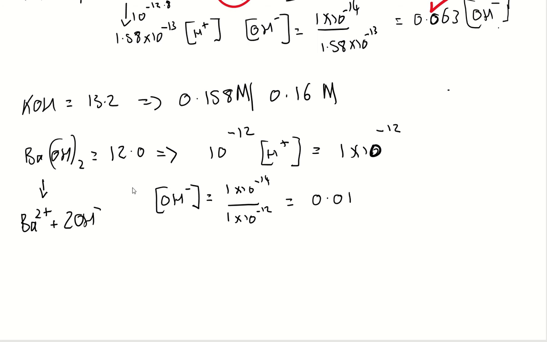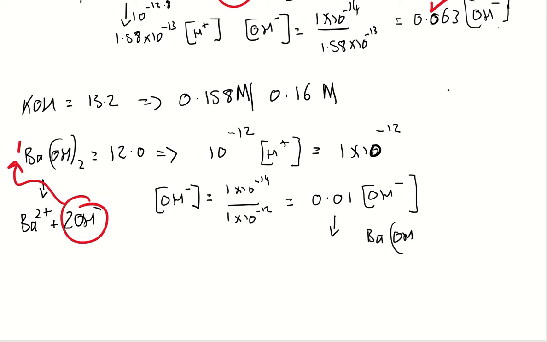Okay, so I remember that that is the concentration of hydroxide ions, and I also bear in mind that the hydroxide ion concentration will be double the concentration of the barium hydroxide itself. So therefore, to get the barium hydroxide concentration, I need to take that value and divide it by 2, which makes it a concentration of 0.005.